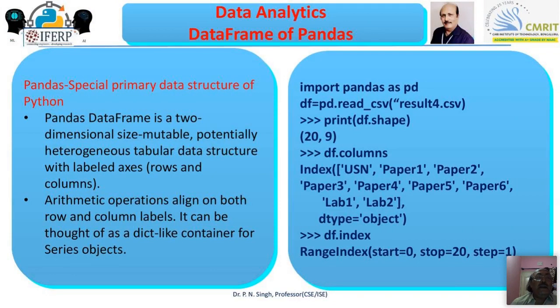The primary data structure of Python is given here, how to read that particular Excel file, reading it as CSV result 4.csv, checking its shape, and then seeing what the field names of that particular data set are. It is given here as 20 rows and 9 columns, and these are the indices, meaning fields, displayed here.